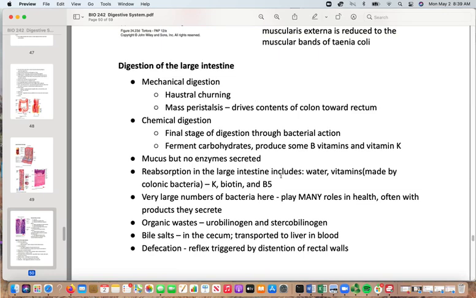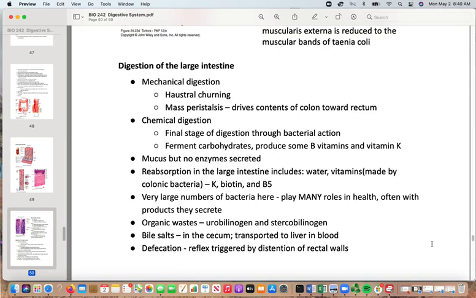So we have reabsorption of things like water and vitamins, vitamin K, biotin, and B5. So the bacteria that are in here do play a lot of roles in your health. That could be a whole list of things. It's a much bigger topic than what we can get into in this lecture. But a lot of times it's even the products they secrete that are important for health, not necessarily just the bacteria themselves.